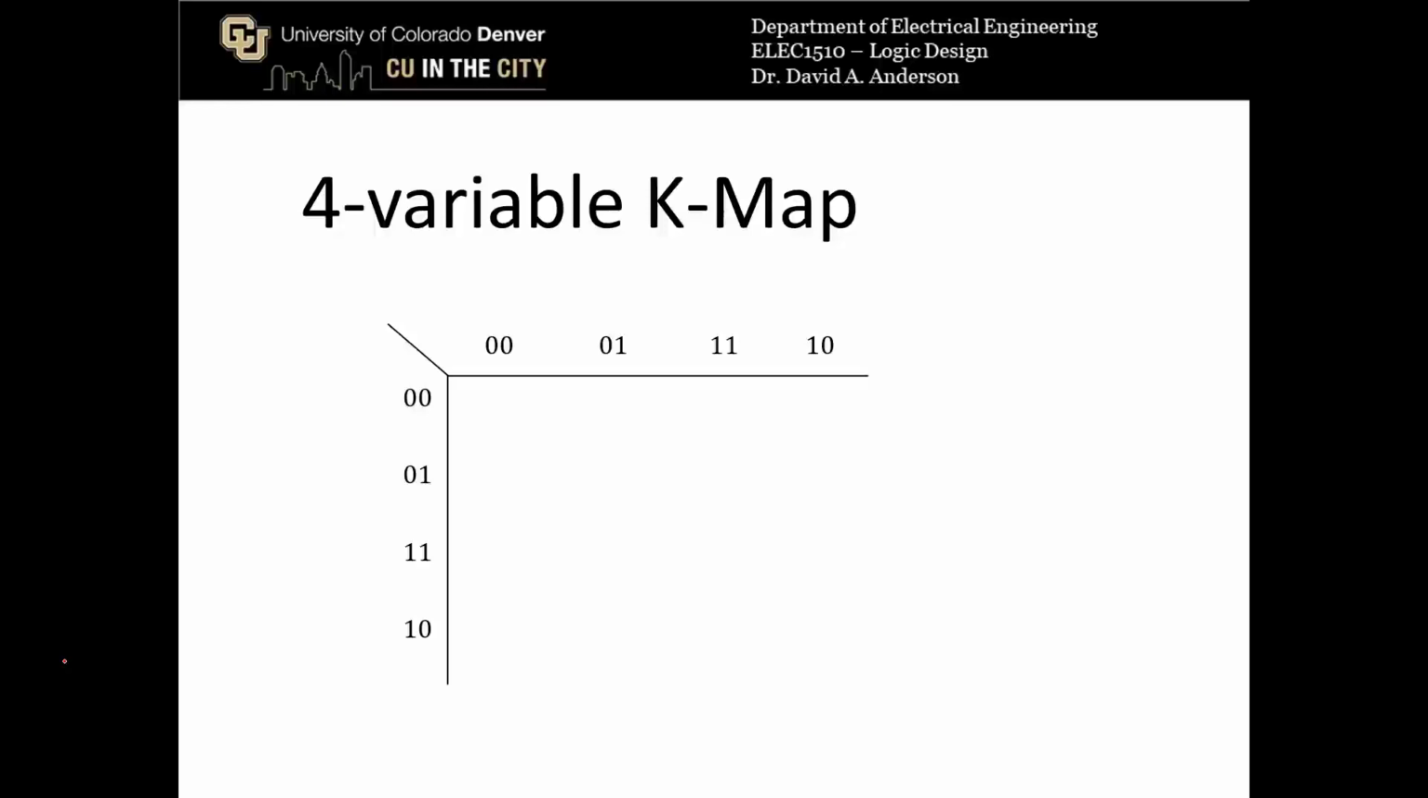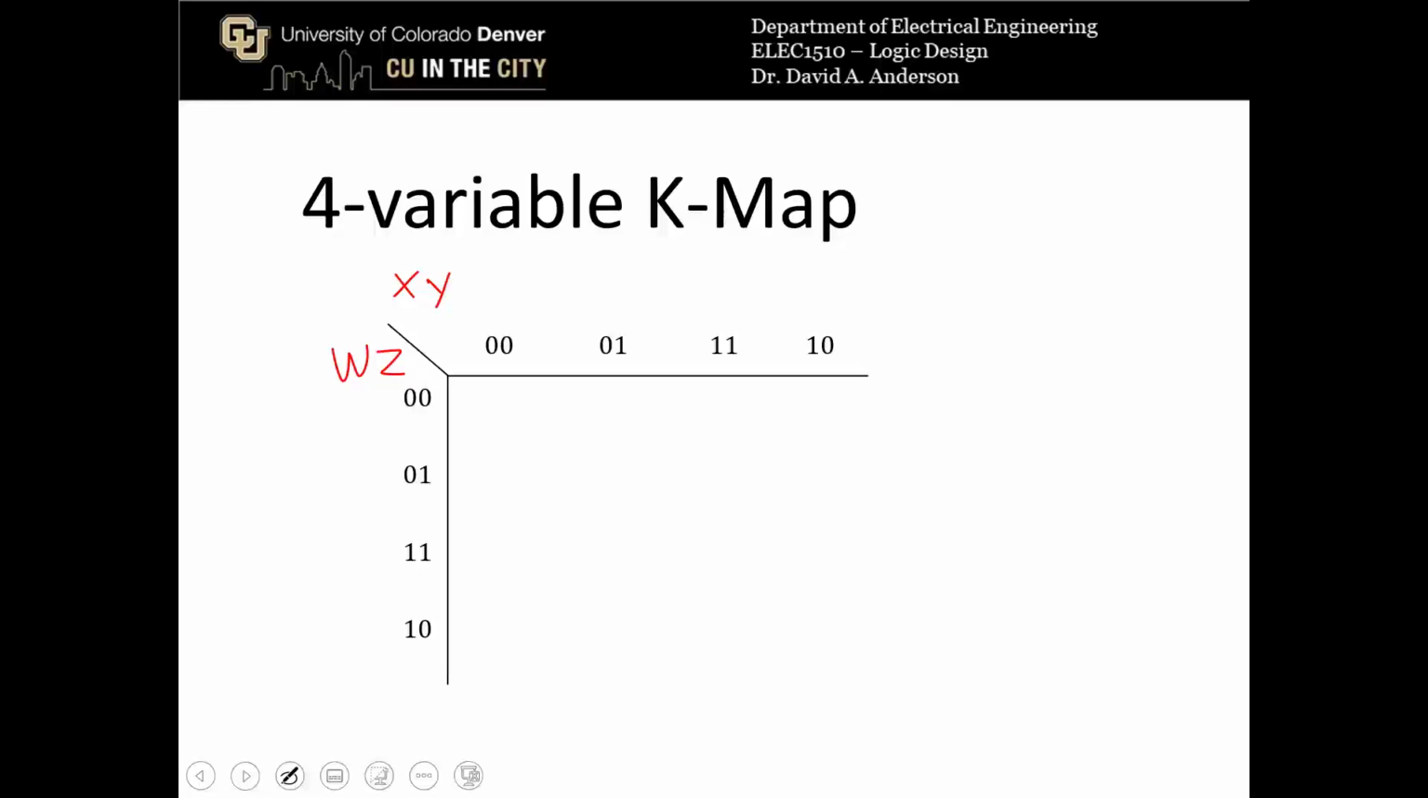What this looks like is, instead of a 3 variable K-map with 8 minterms, we have a 4 variable K-map with 16 minterms. So let's fill in what the minterms are going to look like in this K-map. Let's just say that our K-map is in terms of variables x, y, w, and z.